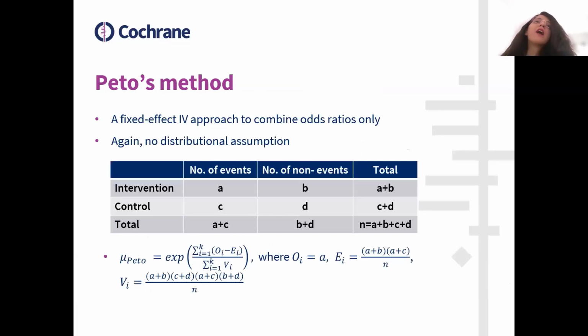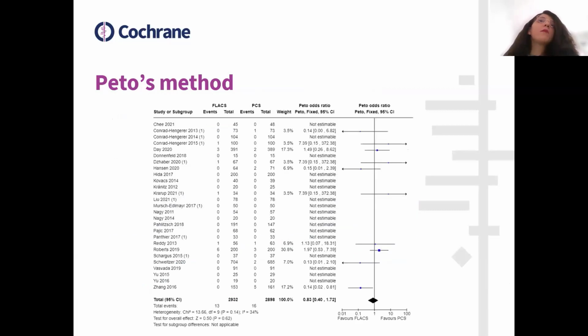Finally, if we apply the Peto method, which is a fixed effects inverse variance approach and very similar to the Mantel-Haenszel method, to combine odds ratios alone, we again need to use the 2x2 table of events and non-events per arm. Again, we have no distributional assumption. And if we apply this, we have an estimate of 0.83.